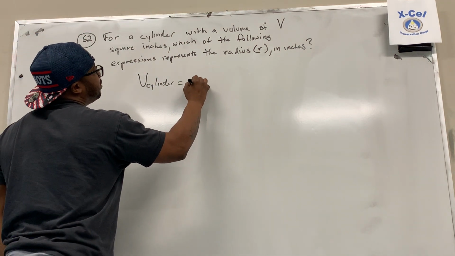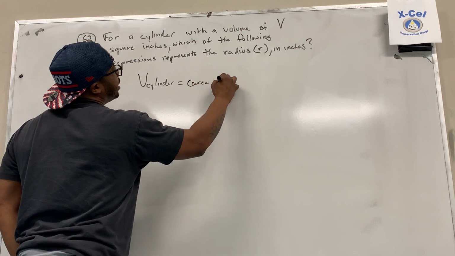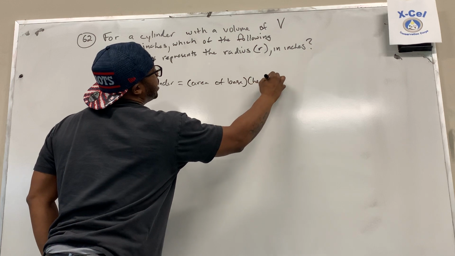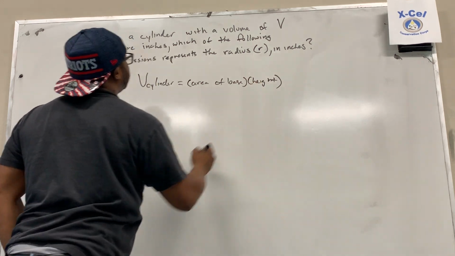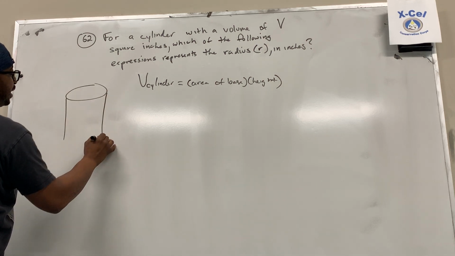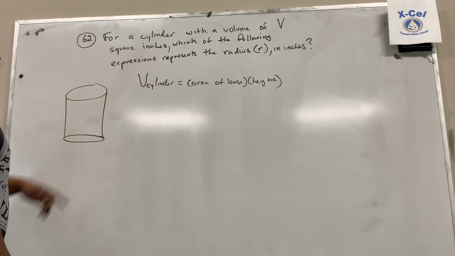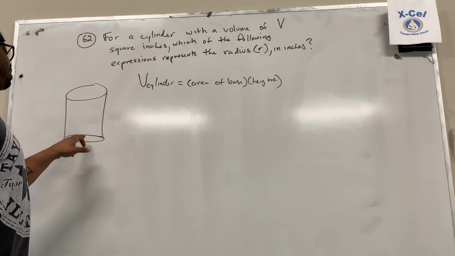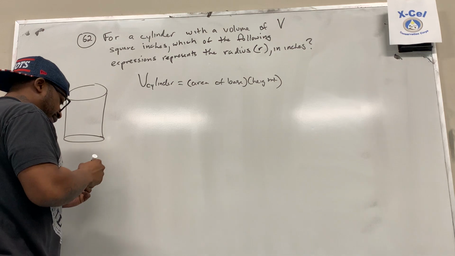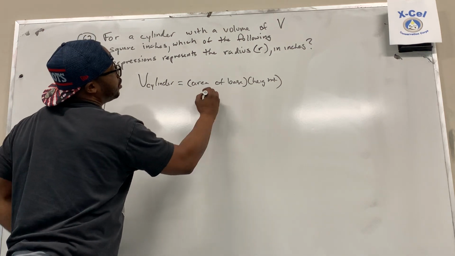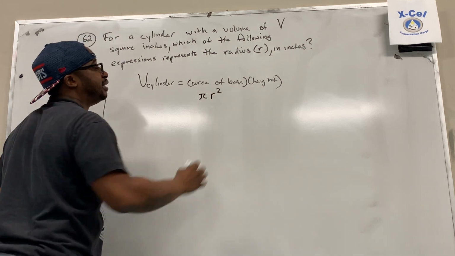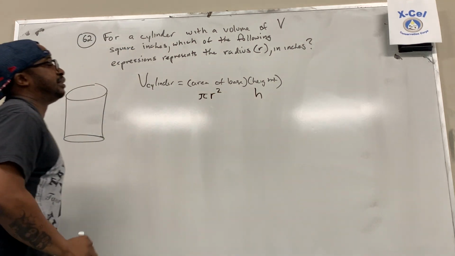And it'll say something like area of a base times a height. So a cylinder, when you look at it, is almost like a can. When it says the area of the base, which is either the top or the bottom, it's a circle. So what you have to remember here is that the formula for the circle is pi times radius squared, and then you have your height.